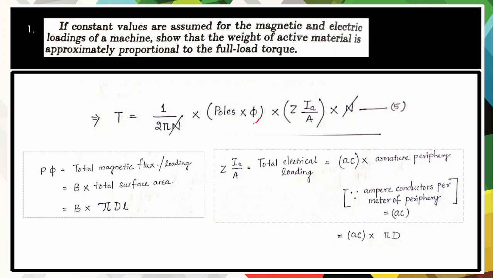And we consider poles into phi equal to B into pi d l. How? P phi, or poles into phi, equals total magnetic flux, or loading. We can say this is the magnetic loading. So how do we define magnetic flux? Flux equals B into total surface area, where B is the flux density.